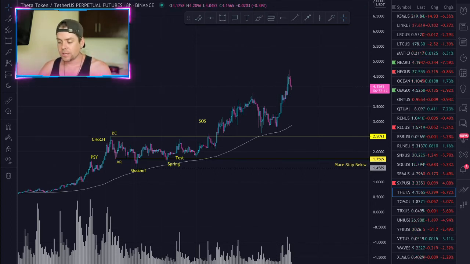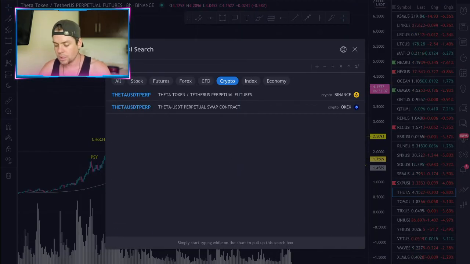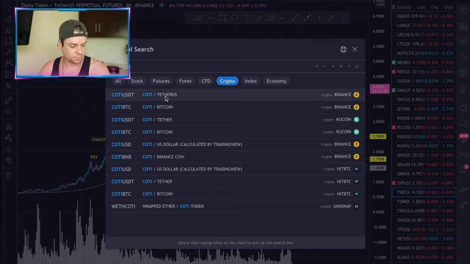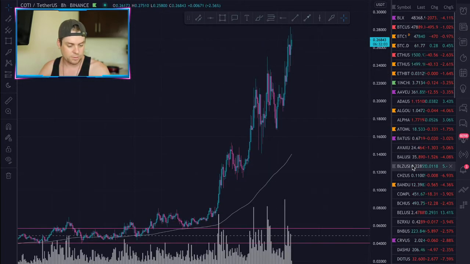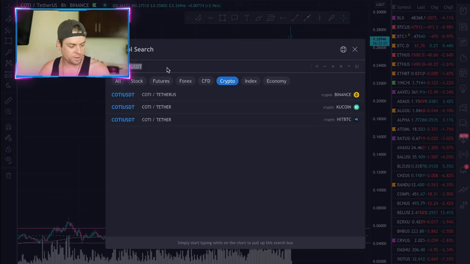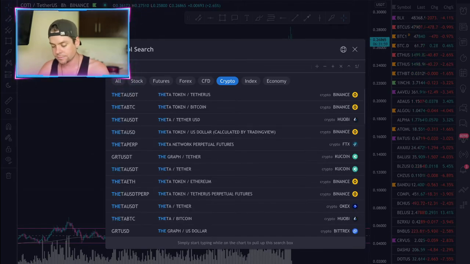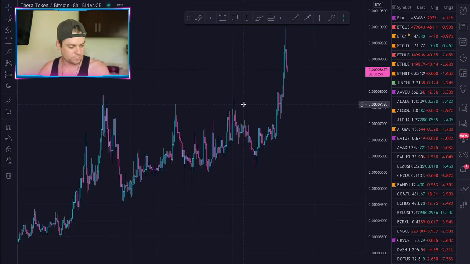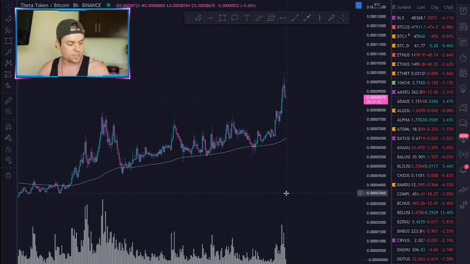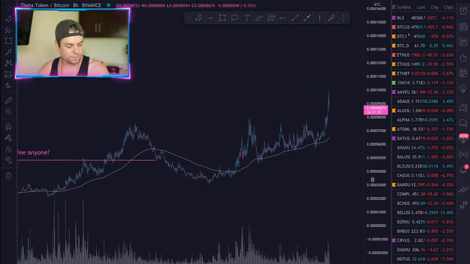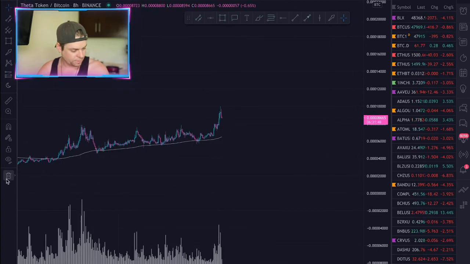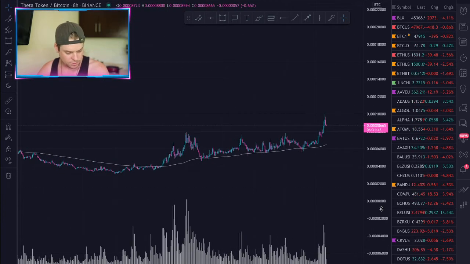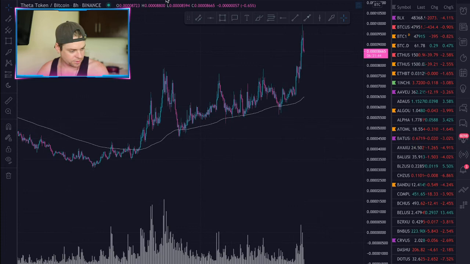Okay, Cody or H bar? Sure, let's take a look at Cody. Cody. Oh, actually, I was going to do Theta on the Bitcoin pair, and I'm going to do that. Theta BTC. Yeah, so much cleaner setup on BTC with Theta. Let me zoom into the daily.